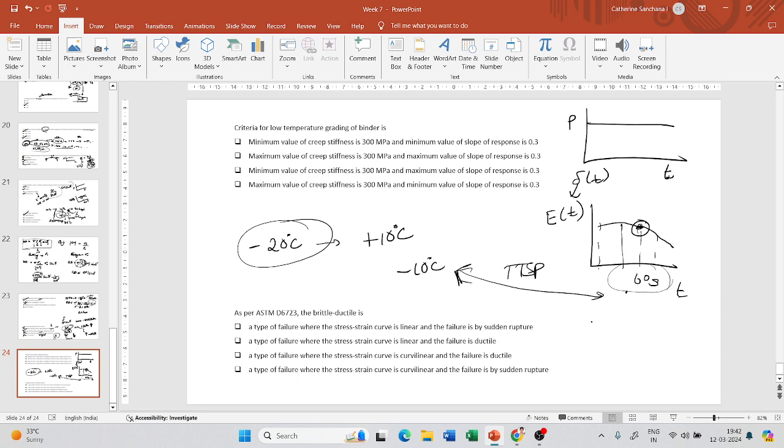Now they will measure two values. One is creep stiffness, which is E of t, E at 60 seconds, and you will fit a curve to this E and find out the slope at this 60 seconds, which they will call M at 60 seconds. Now we understood why G star by sine delta has to be minimum and G star into sine delta has to be maximum, right? Now here also they say that this stiffness has to be maximum and this M slope has to be minimum. Why are they saying this? Let us see.